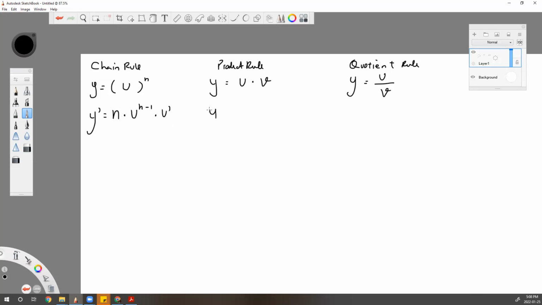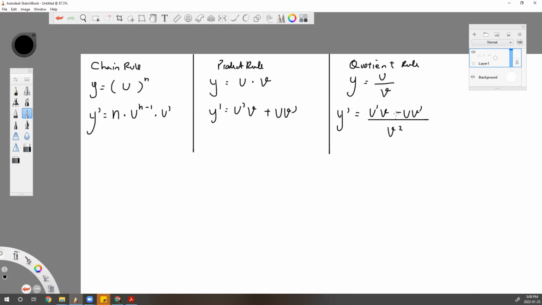Okay, and y' will equal to u, or you can just write du/dx, v plus dv/dx, u, but I don't think we need this. I hate that term too much. u'v plus uv'. Okay, u' means the derivative of u, v' is the derivative of v, and this will be u'v minus uv' over v squared.